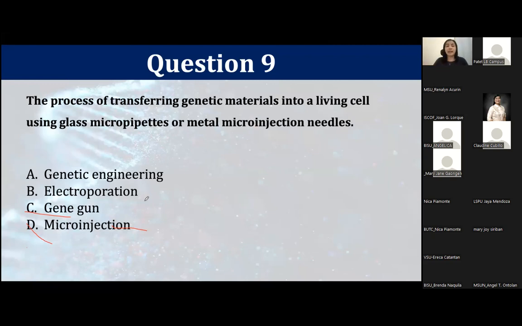Now, question number 9. The process of transferring genetic materials into a living cell using glass micropipettes or metal microinjection needles. Letter A, genetic engineering. B, electroporation. C, gene gun. D, microinjection. What is the answer? May sumagot ng letter D, microinjection. May sumagot ng letter B, electroporation. May sumagot ng letter A, genetic engineering.